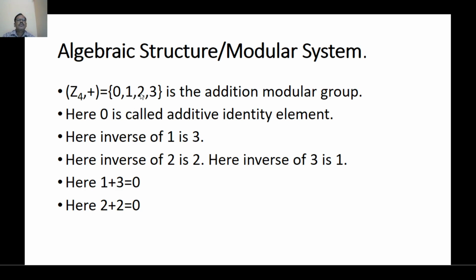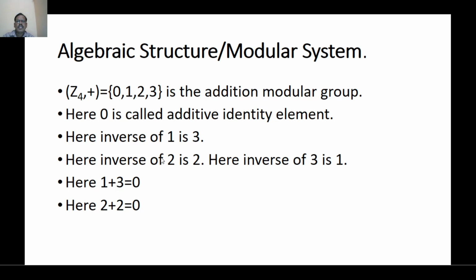Next, Z4. Z4 contains 0, 1, 2, 3 under addition modulo 4, which is the addition modular group. Here 0 acts as the identity element and the inverse of 1 is 3 because 1 plus 3 is 4. So if you divide 4 by 4 we get 0 remainder. So 1 plus 3 is 0 and 2 plus 2 is also 4, that is equal to 0, and the inverse of 2 is 2, the inverse of 3 is 1, the inverse of 1 is 3, like that.